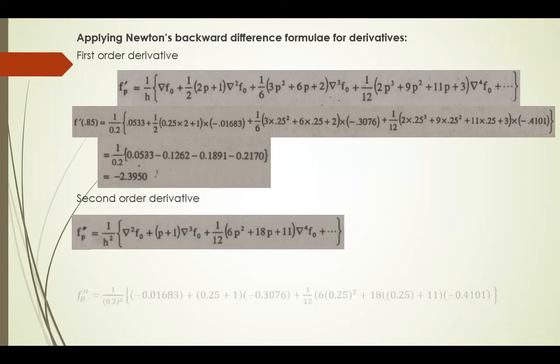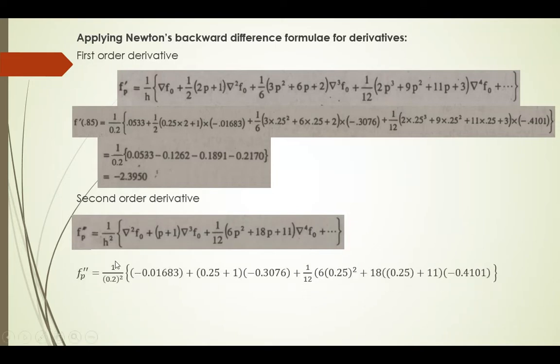Replacing all those values, replacing h by 0.2 whole square, f naught from the table, p is 0.25, fourth difference of f naught from the table is this thing, p 0.25 whole square, 18 into 0.25. Calculating f double prime, you will get minus 10.0585, and this is the answer of this question with the help of Newton's backward difference formula.